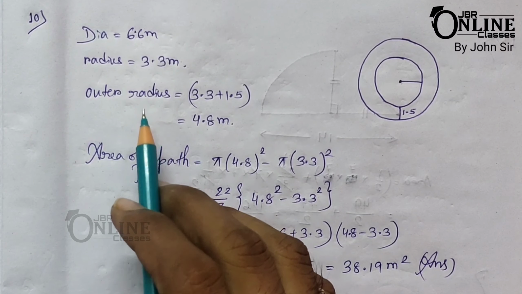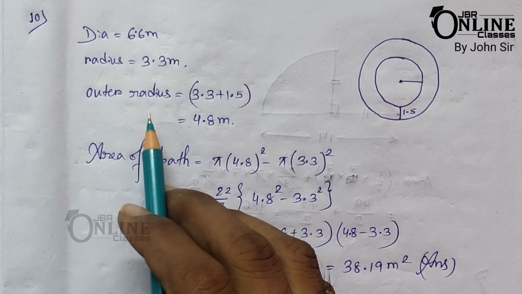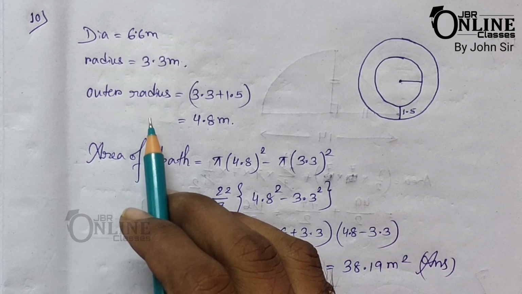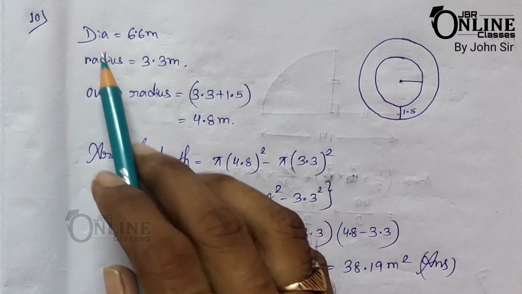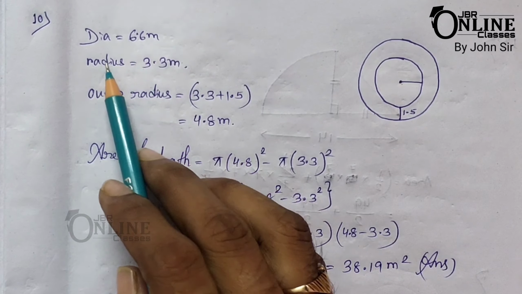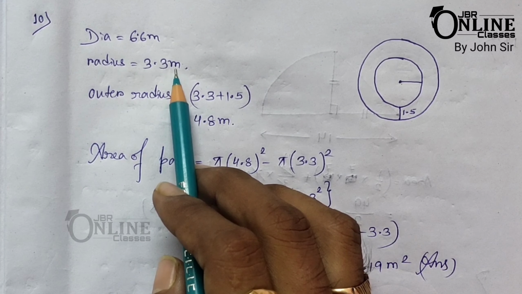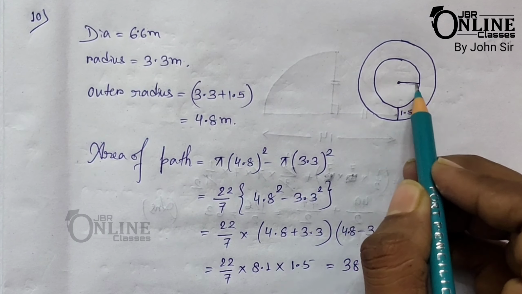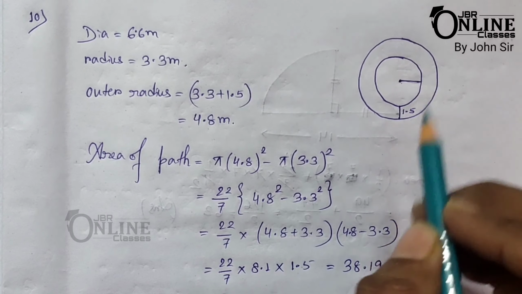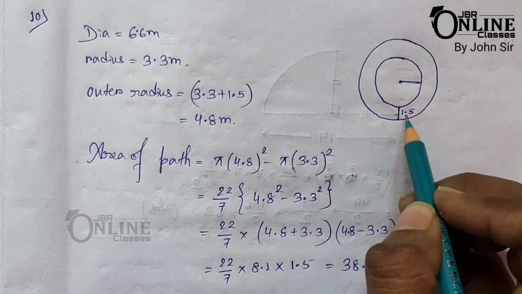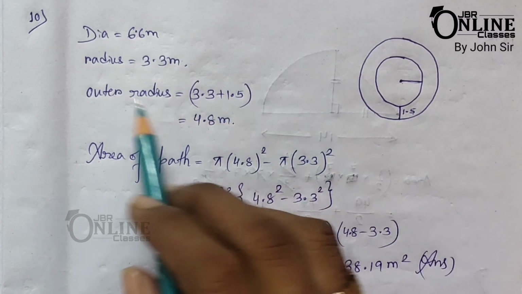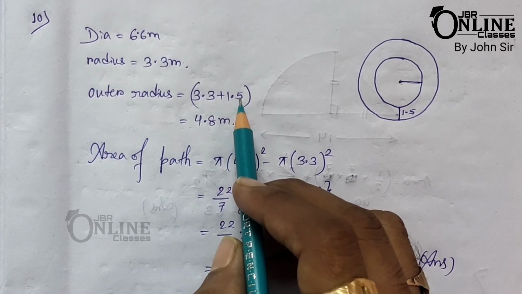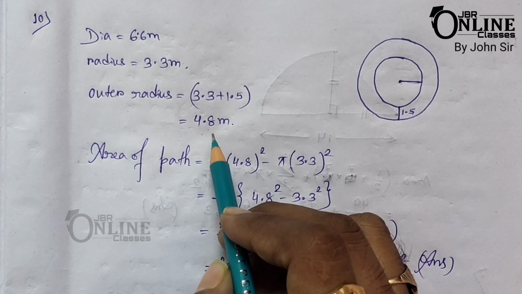Sum number 10. A circular water fountain 6.6 meter in diameter is surrounded by a path of width 1.5 meter. So diameter is equal to 6.6, that means radius is equal to 3.3 meter. Okay, now the radius 3.3 meter is the inner radius, and the width of the path is equal to 1.5, so the outer radius will be 3.3 plus 1.5, that is equal to 4.8.